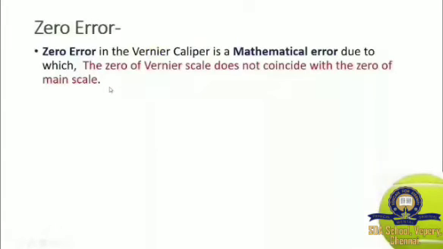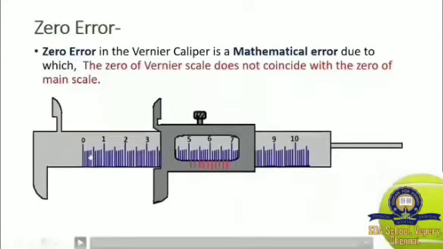Now let us calculate zero error. What is zero error? Zero error in the vernier caliper is a mathematical error due to which the zero of vernier scale does not coincide with the zero of the main scale. Let me show you. Here two scales are given. This is the main scale and this sliding scale is the vernier scale, and there are two jaws.